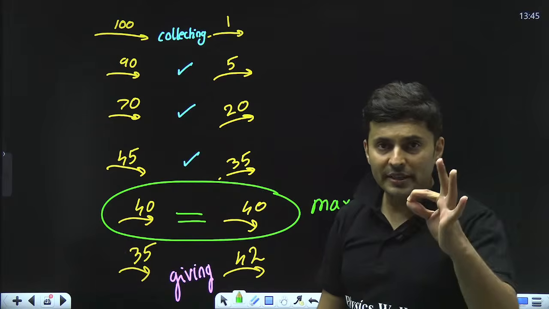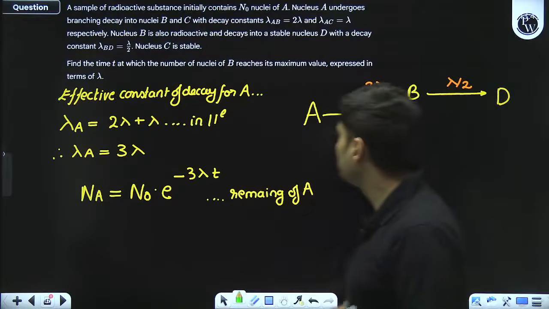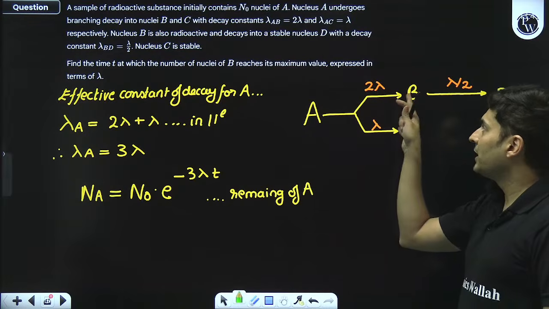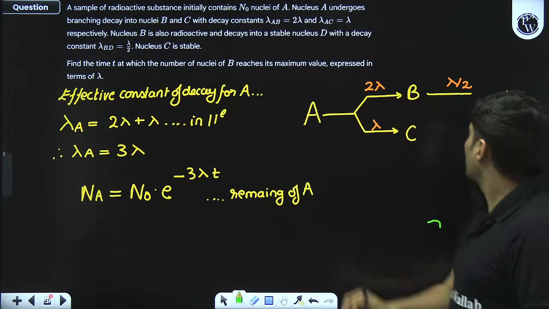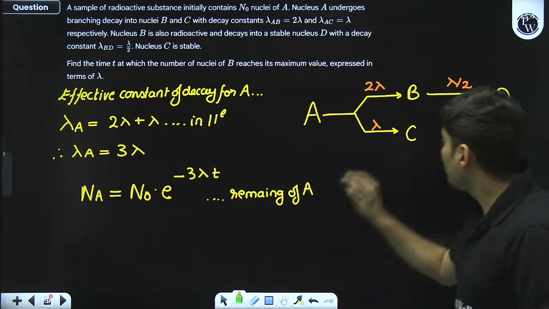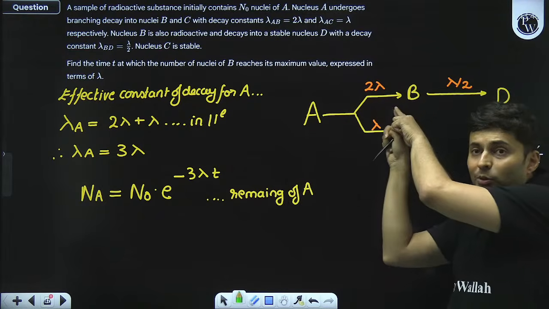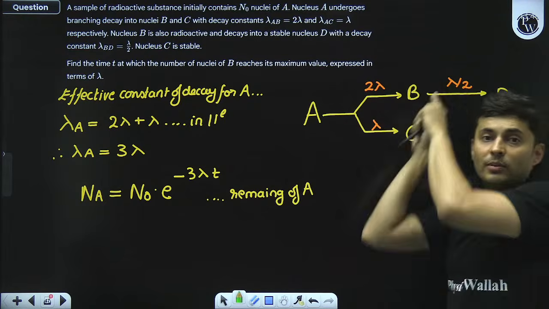Understood this concept, everyone? Now the same thing is happening here also. A is converting to B, B is converting to D. So what happens is there comes a moment when how much ever A is converting to B, exactly that much B is converting to D.